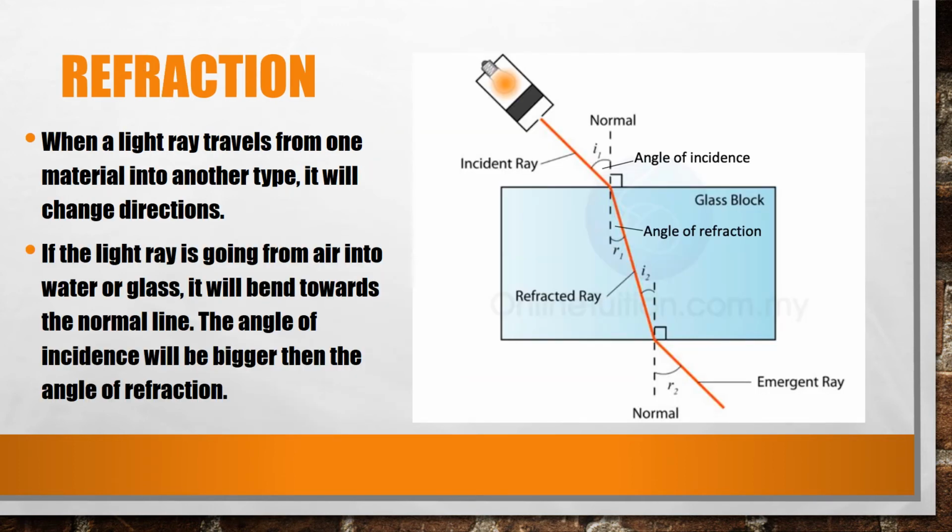Refraction is what happens when a light ray travels from one material into another material. It will change directions. If the light ray is going from air into water or glass, it will bend towards the normal line. The angle of incidence will then be bigger than the angle of refraction. The emergent ray, so what comes out on the opposite end of the material, is then the opposite to what we just said. The angle of incidence, where the ray comes from, will then be smaller than the angle of refraction, as it will bend away from the normal.